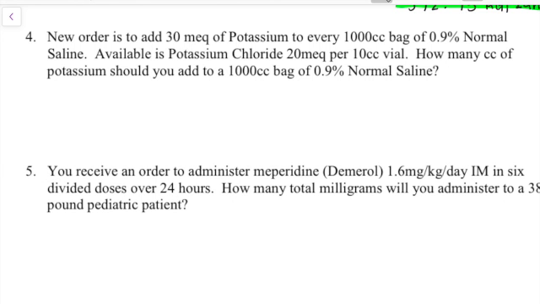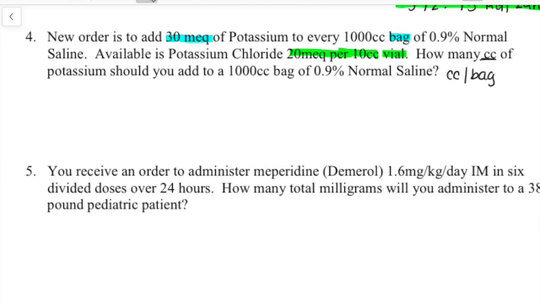The new order is to add 30 milliequivalents of potassium to every 1000 cc bag of 0.9% normal saline. Available is potassium chloride 20 milliequivalents per 10 cc vial. How many cc's of potassium should you add to a 1000 cc bag of 0.9% normal saline? So the question is asking how many cc's should you add to a bag? So the answer is going to be cc's per bag.